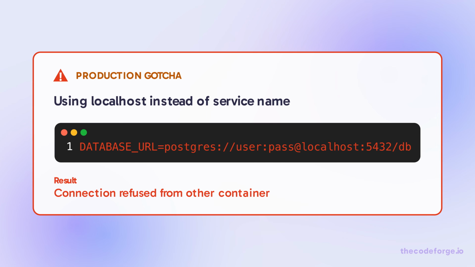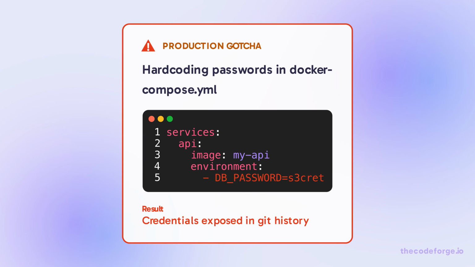Using localhost inside a container refers to the container itself, not the host machine. Containers should communicate by service name on the internal Docker network. The correct URL uses the service name: postgres://user:pass@postgres-db:5432/db.